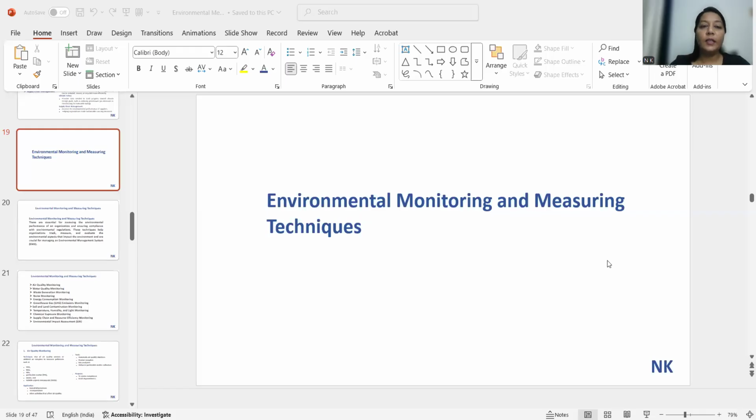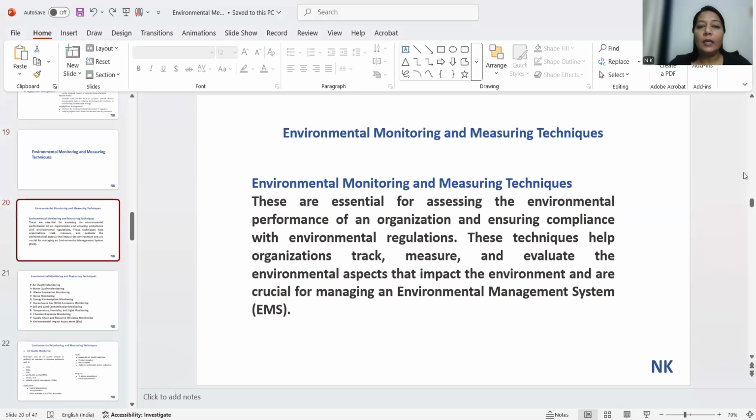Hello, today we will discuss environmental monitoring and measuring techniques. Monitoring and measuring techniques are essential for assessing the environmental performance of an organization and ensuring compliance with environmental regulations. These techniques help organizations track, measure, and evaluate the environmental aspects that impact the environment and are crucial for managing an environmental management system, EMS.